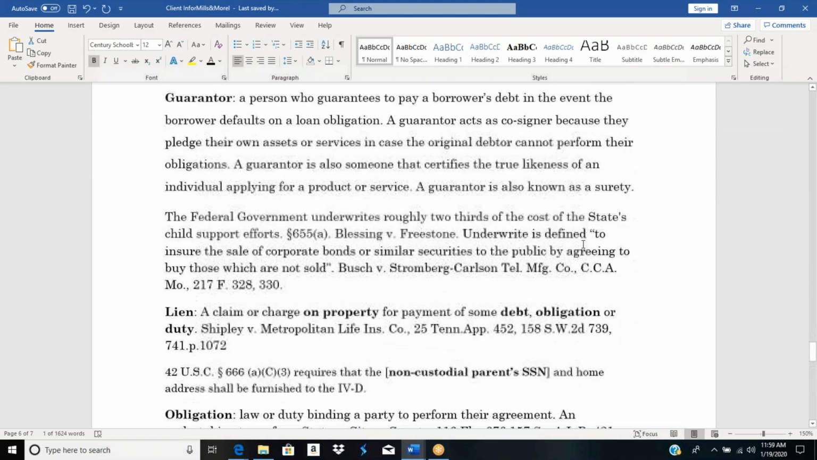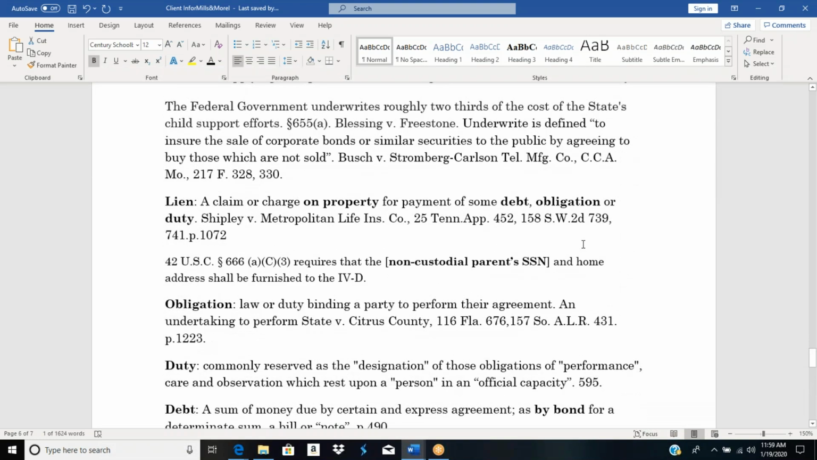Okay. Now, here it is right here. The federal government underwrites roughly 2/3 of the cost of the state's child support efforts. Blessings versus Freestone. All right, the 2/3 is the 66%. Federal reimbursement. That doesn't include the incentives and all the other things they get. Underwrites is defined as to ensure the sale of corporate bonds or similar securities to the public by agreeing to buy those which are not sold.